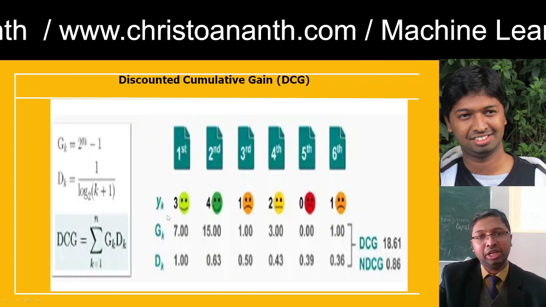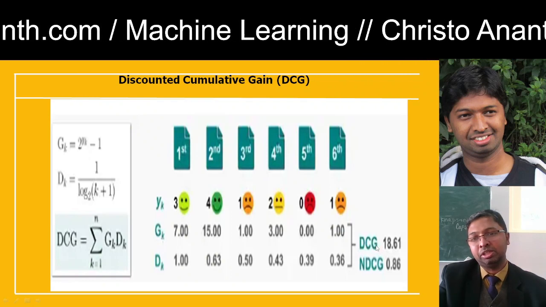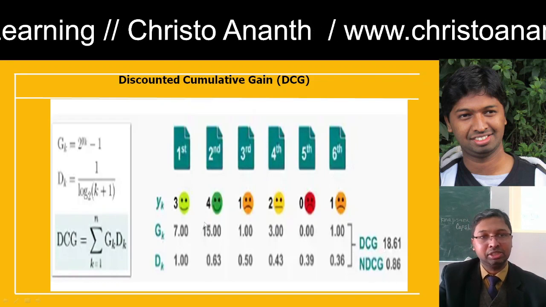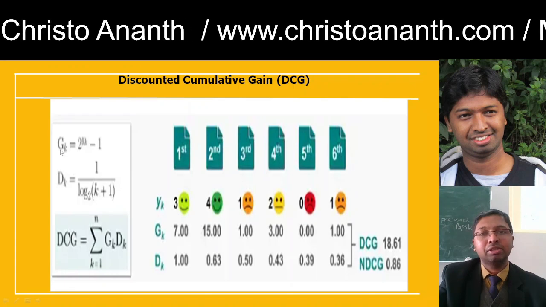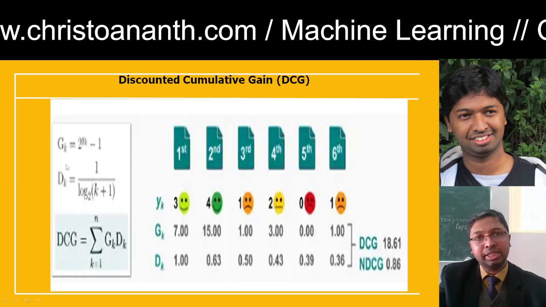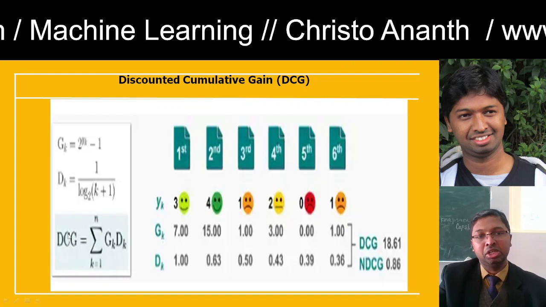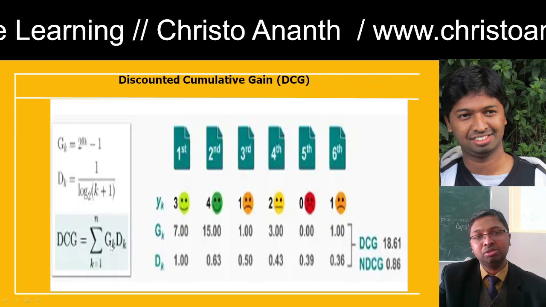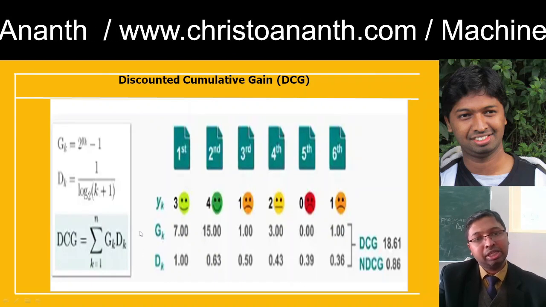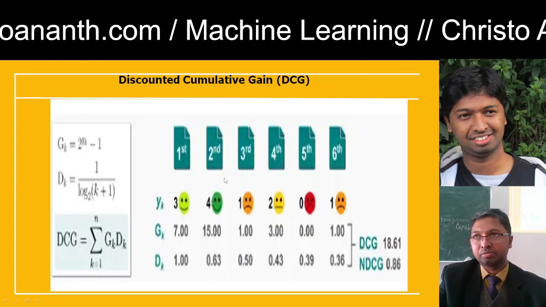Here you will have yk, gk and then dk. Discounted cumulative gain, normalized discounted cumulative gain, so that you will be categorizing. The gain value gk is 2 to the power yk minus 1, and the discount value dk is 1 by log 2 of k plus 1. So the discounted cumulative gain is equal to gk multiplied by dk. That is how you will go with NDCG and so on.